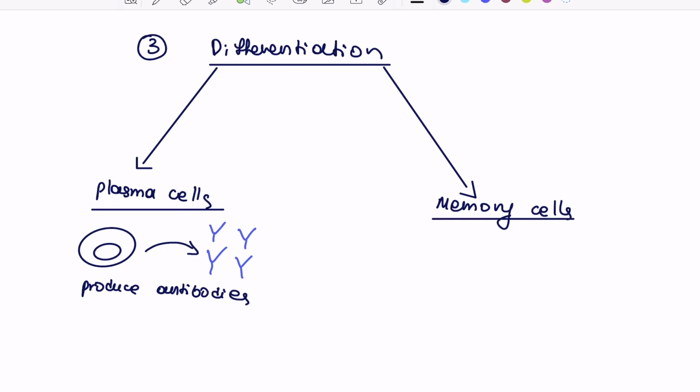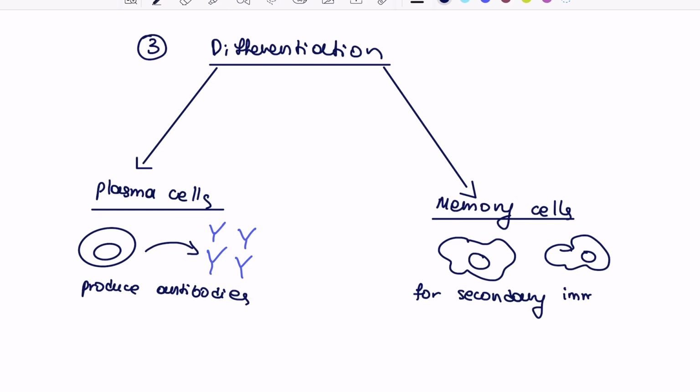So plasma cells produce antibodies, and then the second population which B lymphocytes differentiate into are the memory cells. And the memory cells are important for the secondary immunity. So when the same pathogen enters the organism a second time, then the memory cells will differentiate back into plasma cells, and they will result in a much faster production of antibodies.